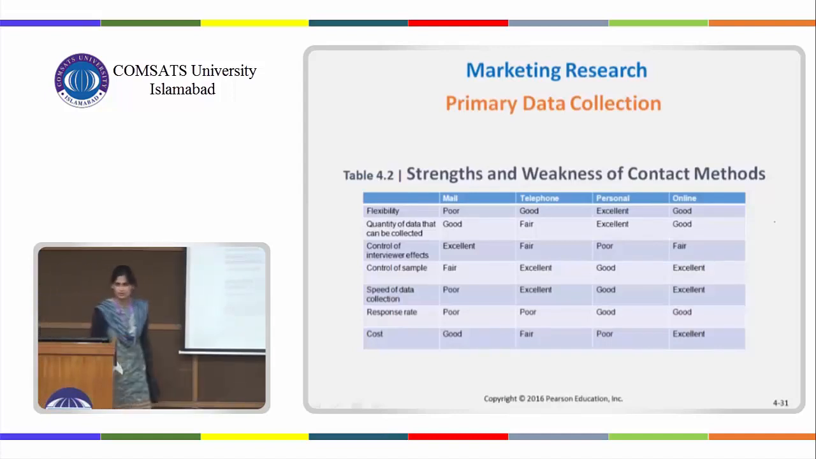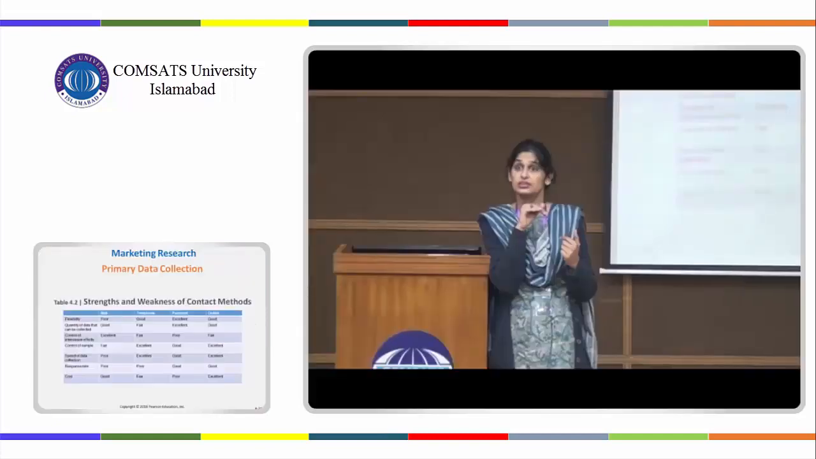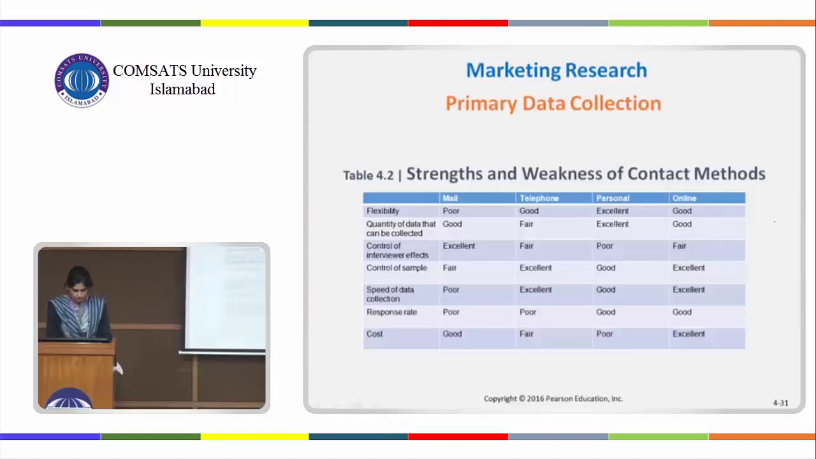Generally, when you distribute the questionnaires by mail or by handing over, the person collecting the information is not there. That's how people collect the data in terms of questionnaires. Now, control of sample. Control of sample is fair in mail, excellent in telephone, good in personal and excellent in online.